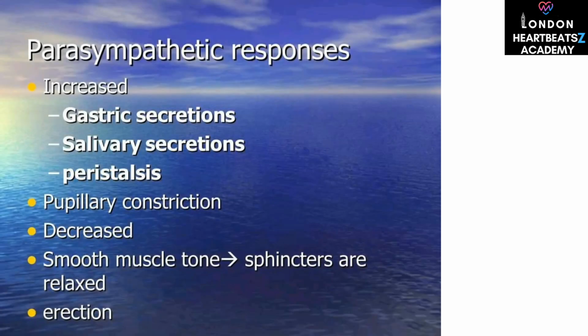Let's review the parasympathetic responses. These include increased gastric and salivary secretions and peristalsis, and pupillary constriction. There is also decreased smooth muscle tone, causing sphincters to relax, and it's also responsible for erection.